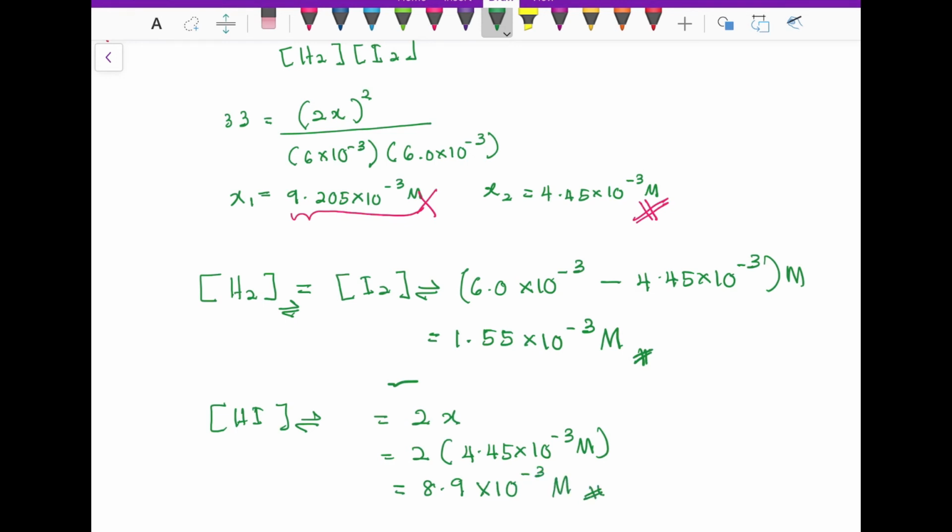Okay, the same method you can use if you are given the Kp and you have the partial pressure of each gas initially and at equilibrium.